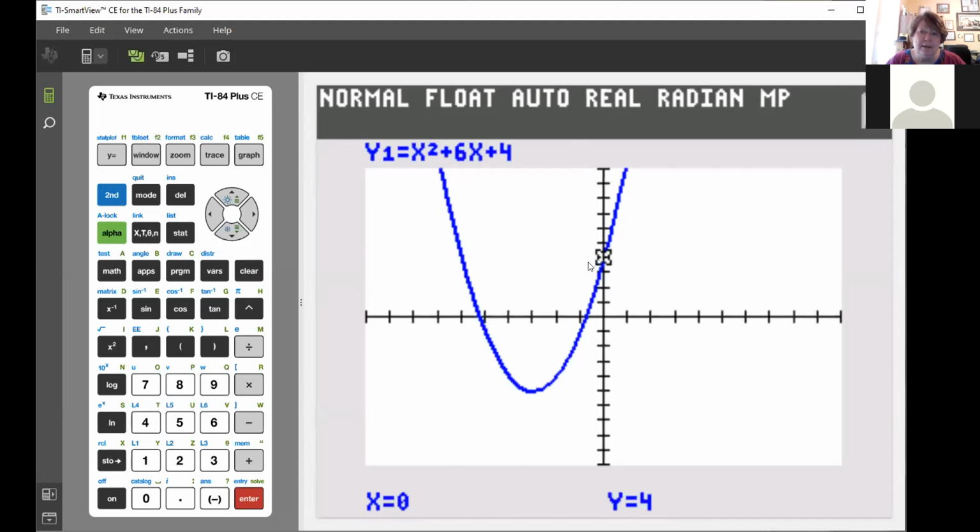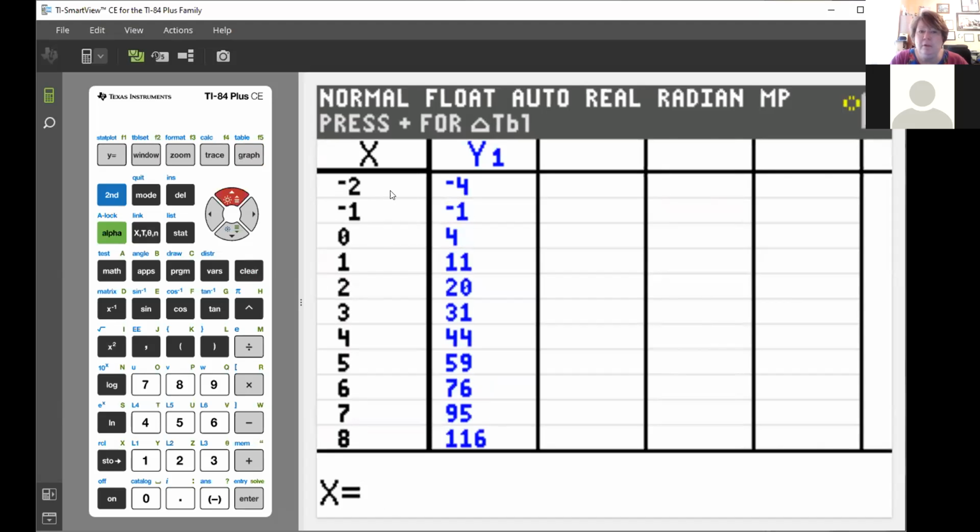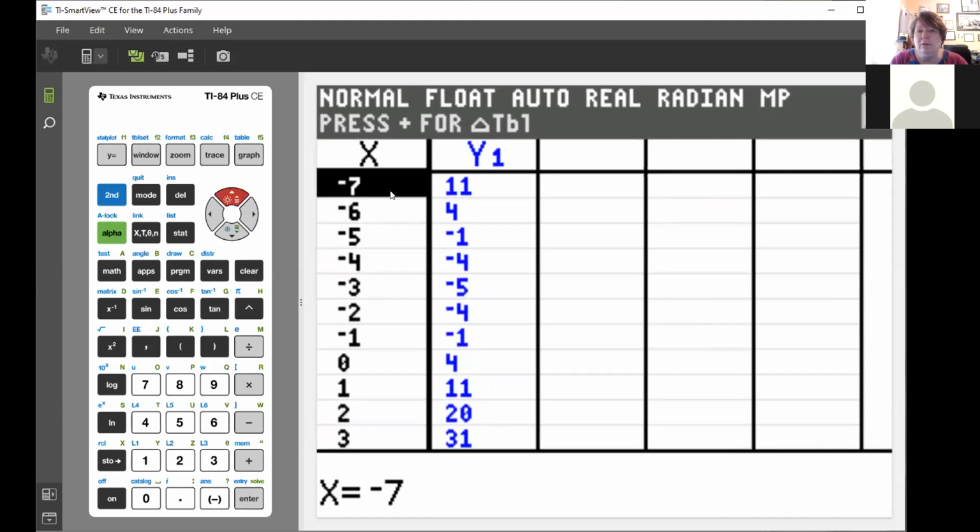Now you could also look at the table, and the table will list ordered pairs on the graph of this thing. So you can see when x is 0, y is 4. When x is 1, y is 11. If you arrow up, you can see when x is -7, y is 11. When x is -6, y is 4. What did we evaluate? At -4? No, -2. When x is -2, y is -4. When x is -1, y is -1. When x is 0, y is 4.